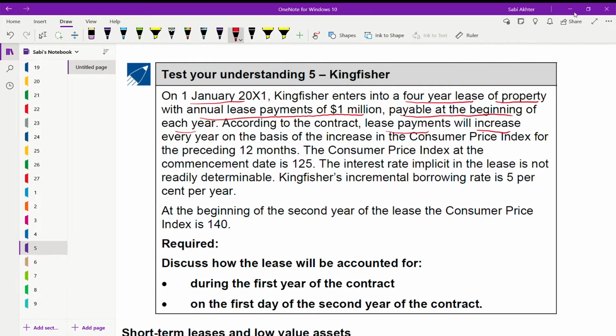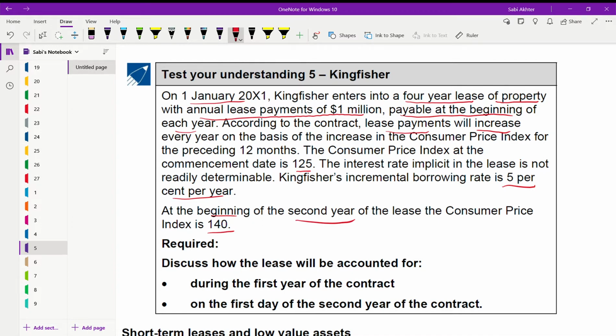Because we told in the lease payments, this is also there. It is 125, the CPI at the commencement date. The interest rate implicit in the lease is not readily determinable. The borrowing rate is 5% per year. Okay. At the beginning of the second year, this is 140. Beginning of the second year, the CPI. Discuss how lease will be accounted during the first year of the contract on the first day of the second year of the contract.